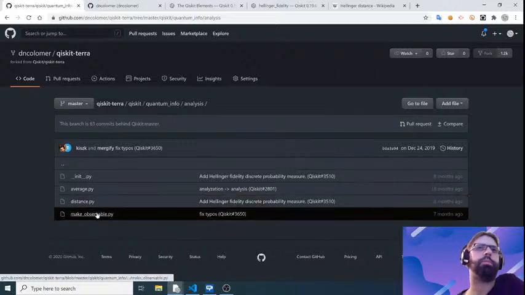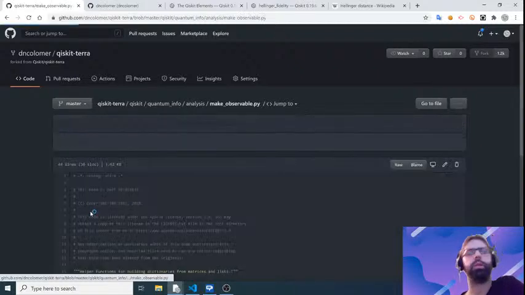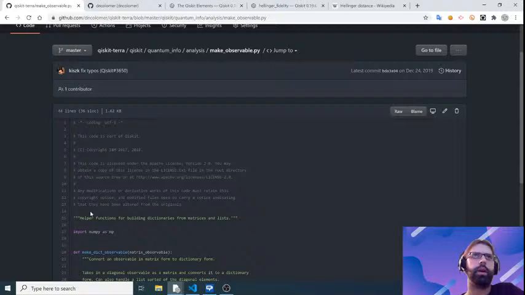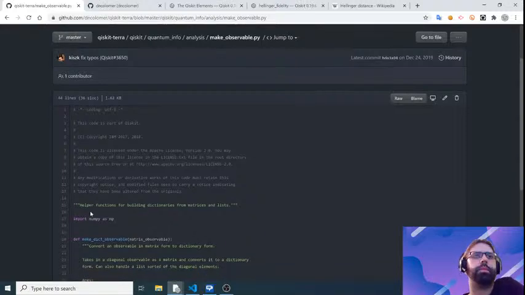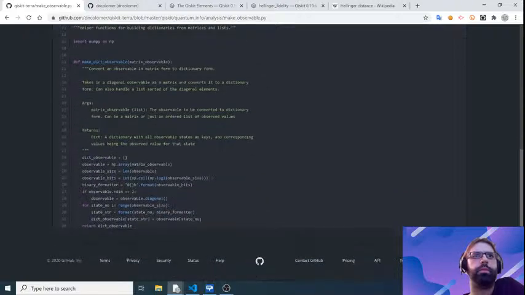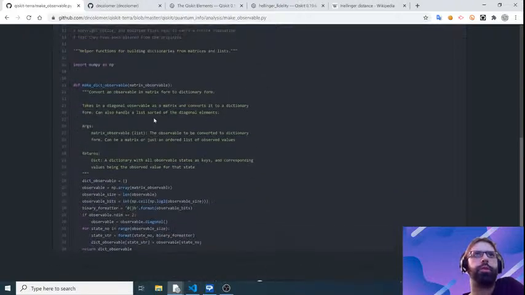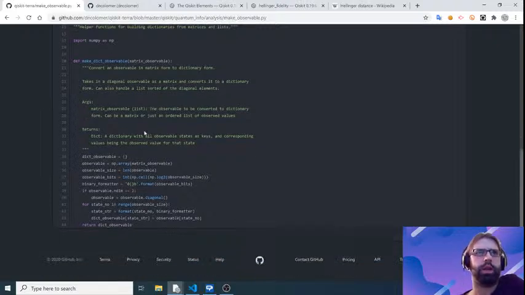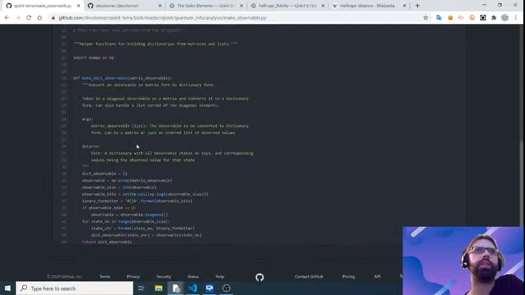And okay, make observable. What is this? Convert an observable in matrix form to dictionary form. A dictionary with all observable states as keys and corresponding values being the observed value for that state. And that is what it returns, the dictionary.